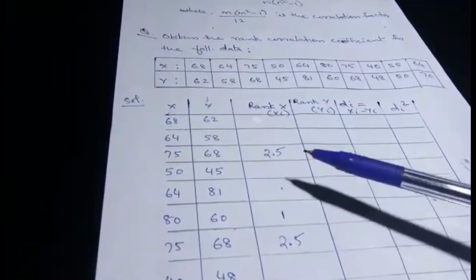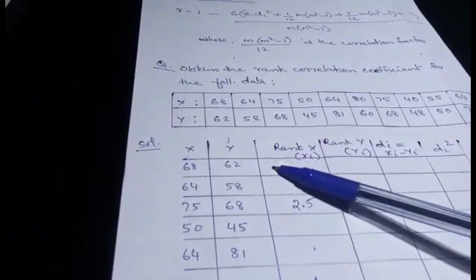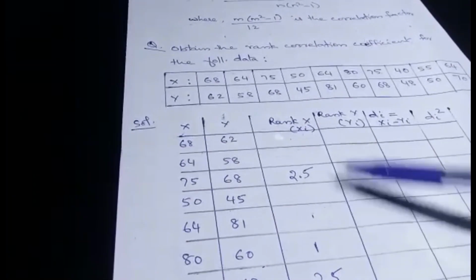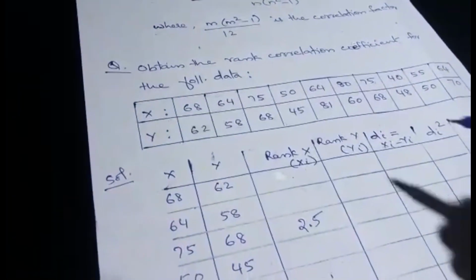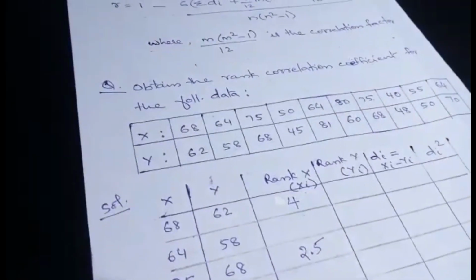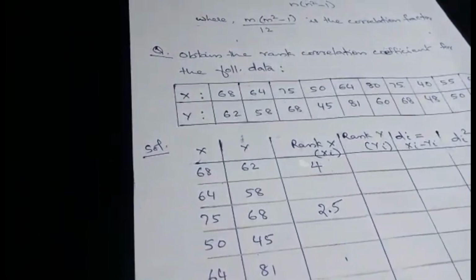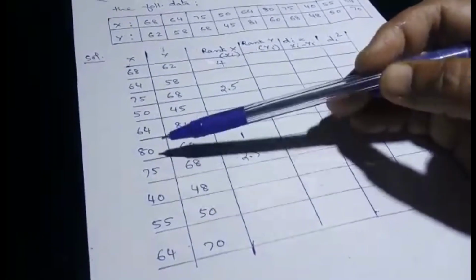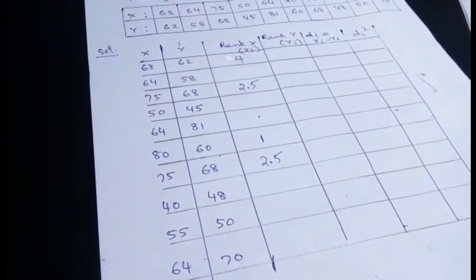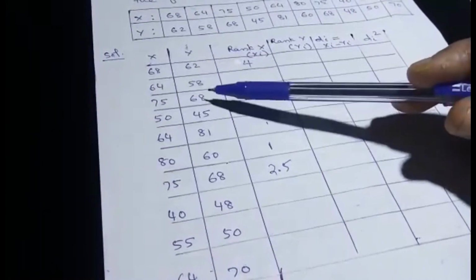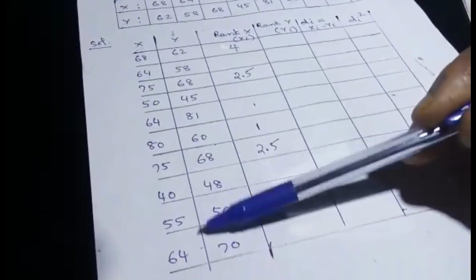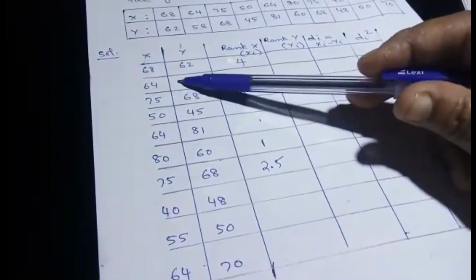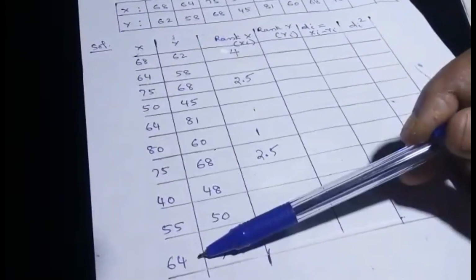Next highest value for X is 68. Here 1, 2 and 3 are already over, so for 68 you write rank 4. And next it is 64. After 68 the highest value is 64, and there are three 64s. So these will be ranks 5, 6 and 7, so 5 plus 6 plus 7 by 3. This is the first one, this is the second one and this is the third one, 64.